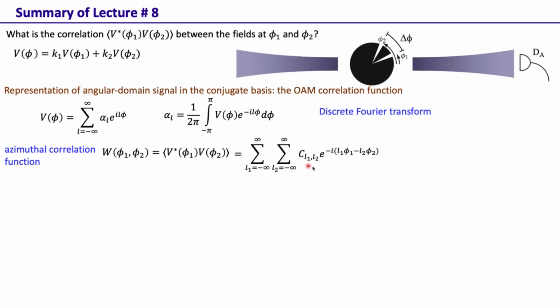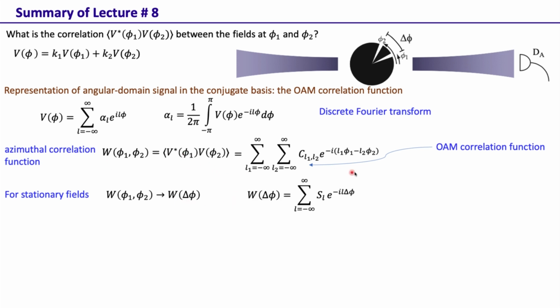This quantity, then we saw, can be represented in this manner, where C L1 L2 is called the OAM correlation function, or orbital angular momentum correlation function. This is more like a two-dimensional Wiener-Khinchin theorem in the angle basis. But if we have a stationary field, then we know that W of phi 1, phi 2 has to depend on phi 1 and phi 2 only through the difference, so it will be W of delta phi. With that, this equation can be written like this: W of delta phi is the sum over L of S L e to the minus i L delta phi. That's the angular Wiener-Khinchin theorem.